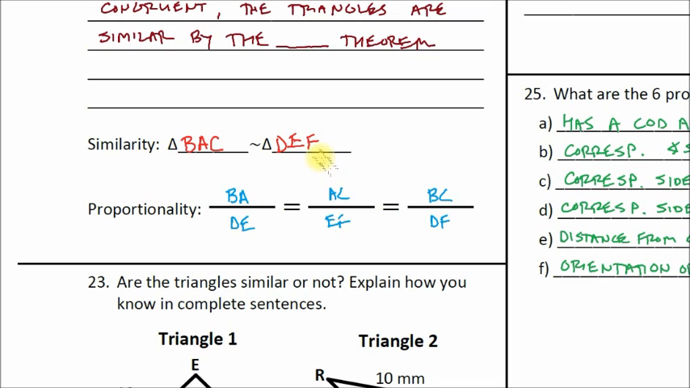Now, if you've done this problem before you watch the video, be aware, I've told you this in class, you can rearrange these letters. You could have put ACB is similar to EFD. You could have put CAB is similar to FED. If you rearrange the letters, you still have to get the corresponding vertices to be in the right place, but that's going to change your proportionality statement. So when I grade this, I'm looking to make sure your similarity statement is correct, and then I'm going to make sure that your proportionality statement matches your similarity statement.